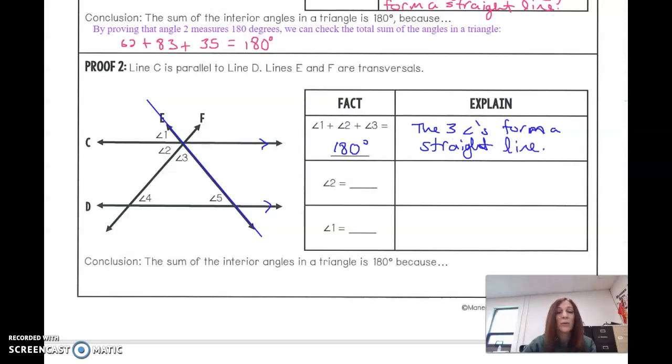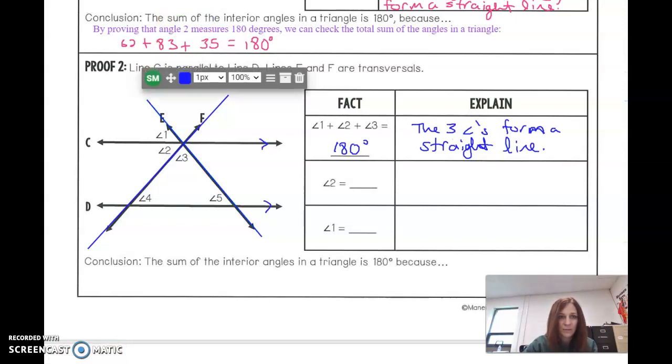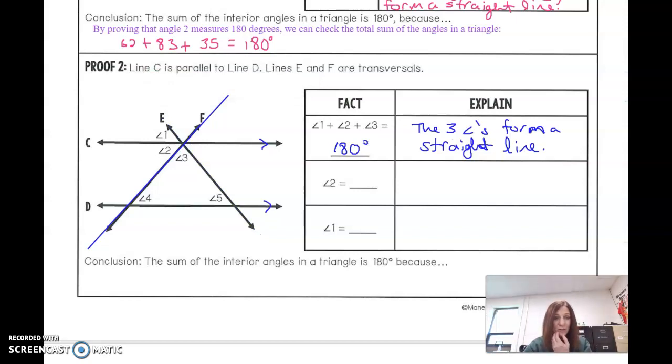So angle 2 has to be congruent. Angle 2 and angle 4, look at alternate interior again. So we're going to say that angle 2 equals angle 4. Angle 2 and angle 4 are alternate interior angles.